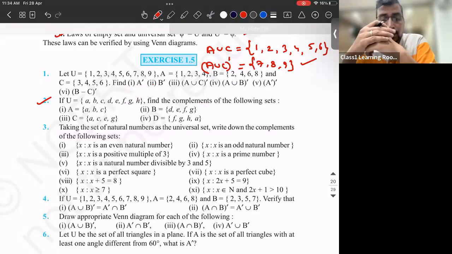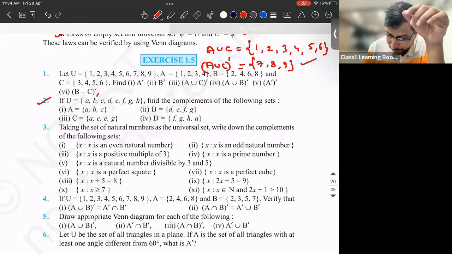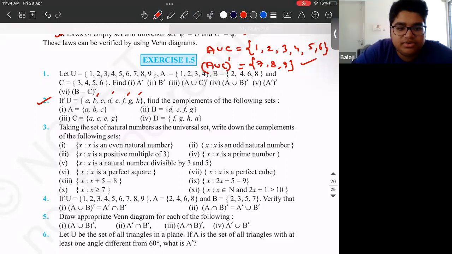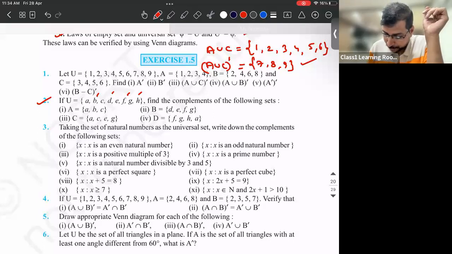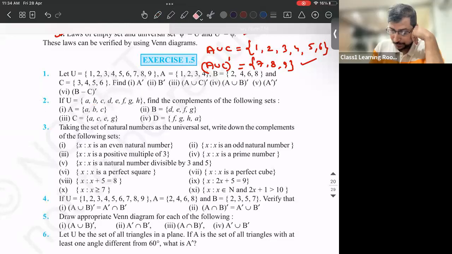Now what about C? C, you have 4 elements. So your C complement will also have 4 elements. What are they? They are B, D, F, H. That's it. What about D? D complement will also have 4 elements. Hence, the elements are B, C, D, E. Yeah. Correct. Ananya?